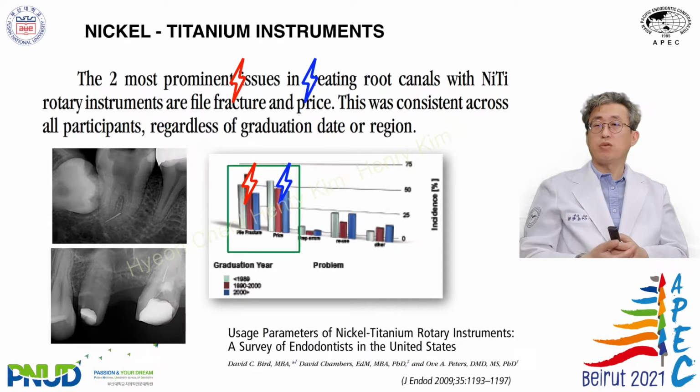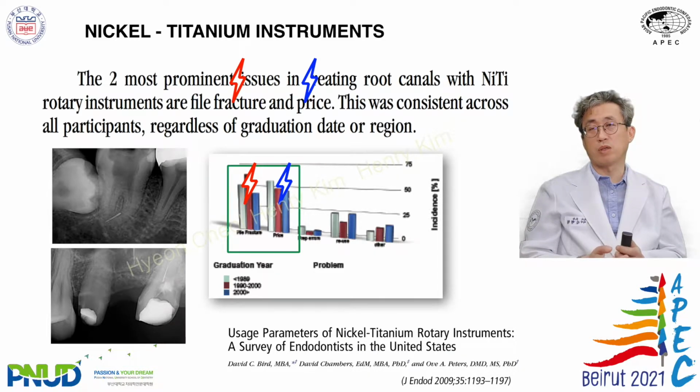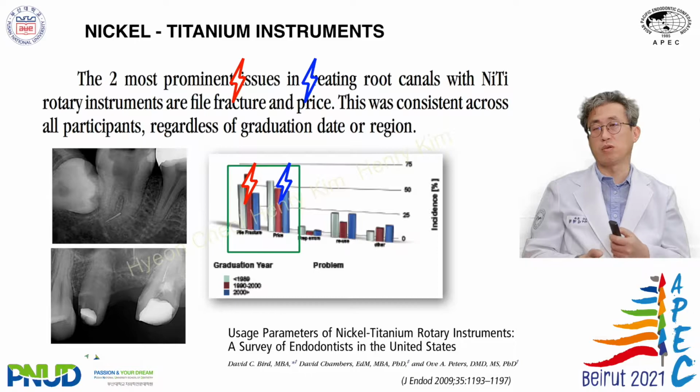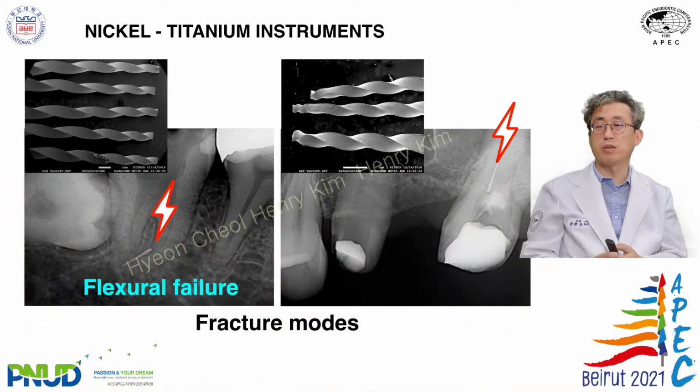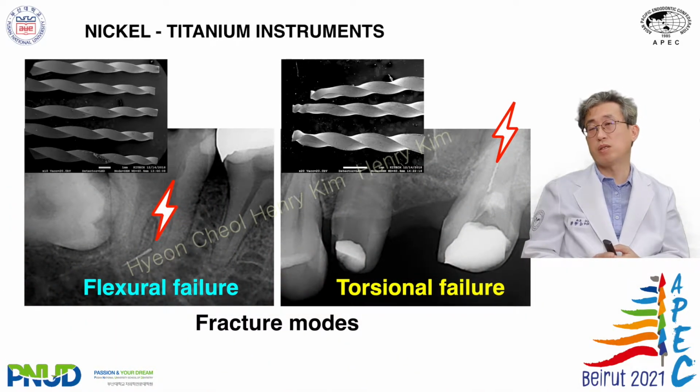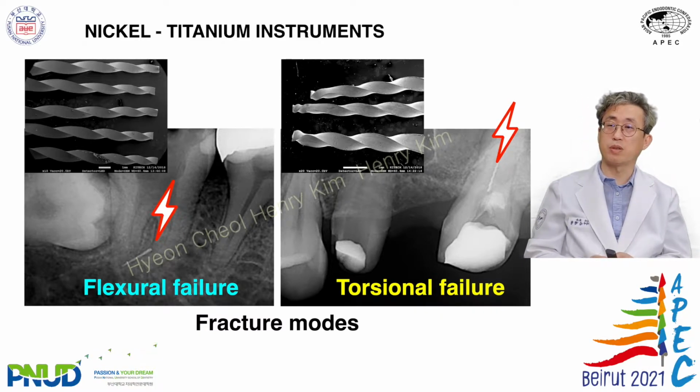Although nickel titanium instruments are very nice and efficient for shaping, fracture during shaping is a main issue for all clinicians. Of course, for me, it's a frustrating situation once we have a fracture. We know that there are two main mechanisms of file fracture: one is cyclic fatigue fracture and the other is torsional fracture.